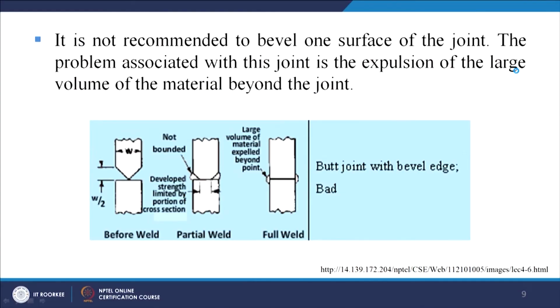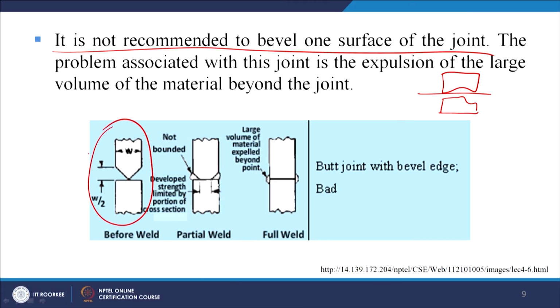Now this is the last slide for today. So it is not recommended to bevel one surface of the joint. Another important guideline. This is related in fact to the first guideline that we have seen, that when we have two parts with warpage or distortion, we may not get a good joint. Similarly, this is a higher order case of this type of problem, here we have a bevel, you can see. So it is not recommended to bevel one surface of the joint.